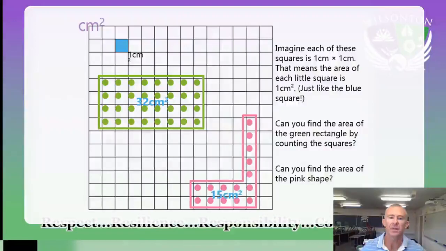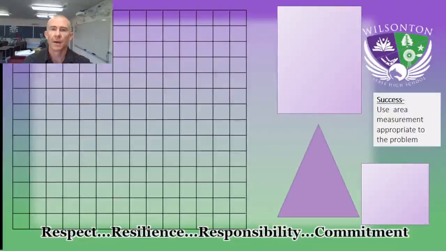And there you can see that shape has 15 of those 1 centimetre squares that it can fit inside that space. So that means that shape there takes up 32 square centimetres, and this shape here takes up 15 square centimetres. Okay, got a little activity for you now.